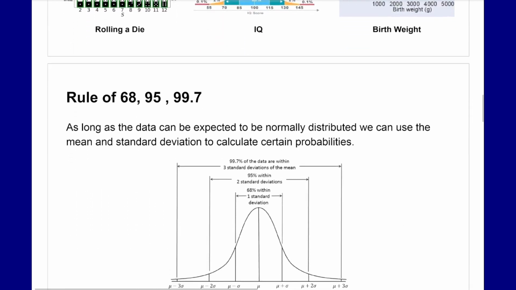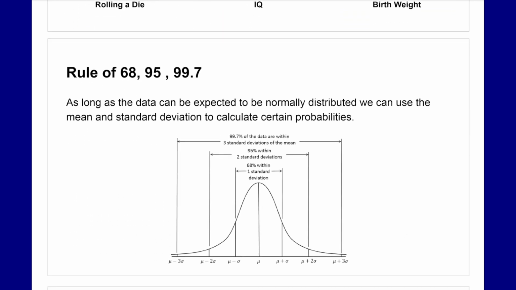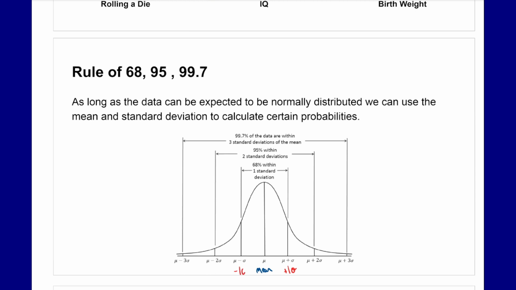When we're looking at normal distributions, and we talked a little bit about it before with percentiles and standard deviations, we can use what is called the rule of 68, 95, and 99.7. As long as the data is expected to be normally distributed, we can use the mean and standard deviation to calculate certain probabilities. Because we have our mean in the middle, we talked about within one standard deviation: plus one standard deviation and minus one standard deviation.